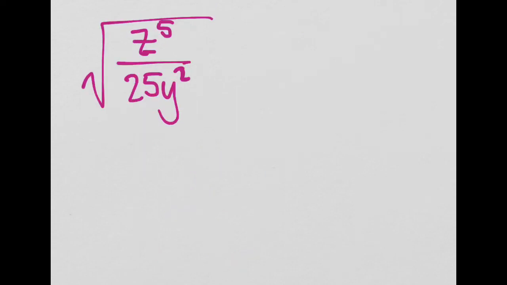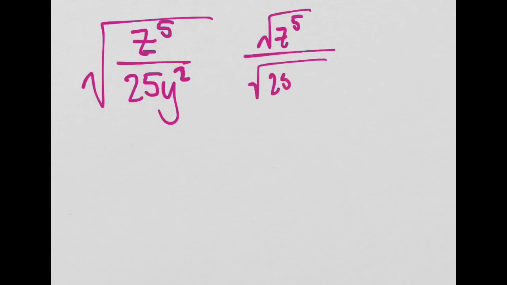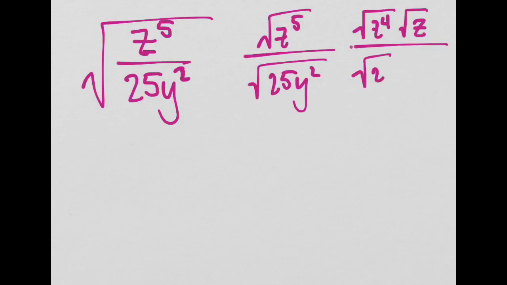Let's try one more that is a little bit harder. So we have the square root of z to the 5th, and we have the square root of 25y squared. So again, I'm going to go ahead and separate top and bottom. Keep them within radical symbols. Now, this z to the 5th, I don't have an even number, so I'm going to use that product property to separate it so that I do have an even exponent for this first one. And then I'll separate this number and the variable.